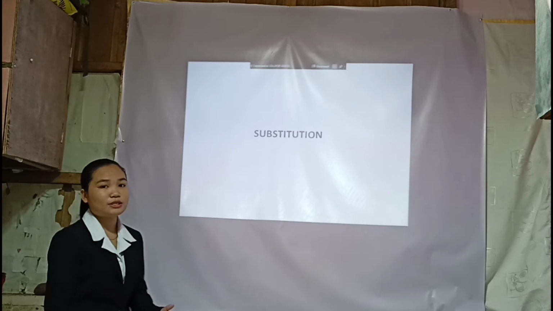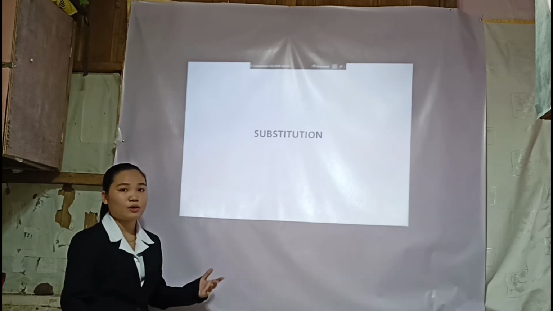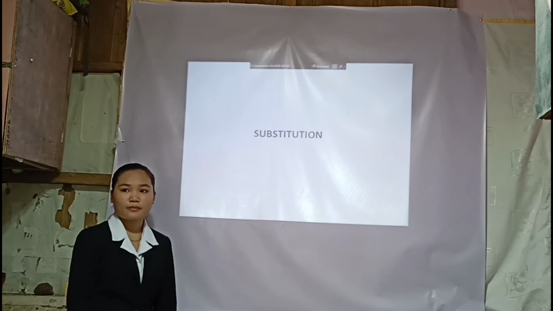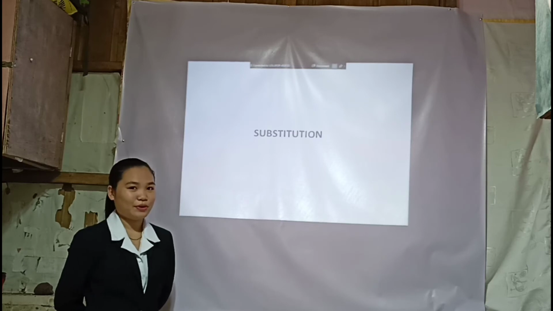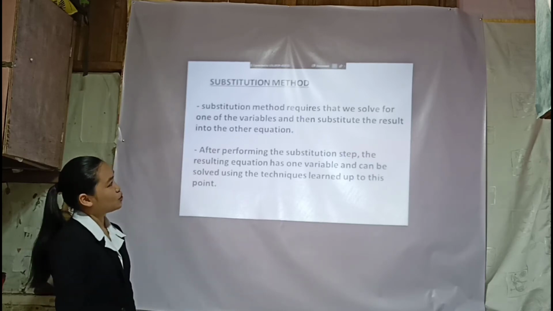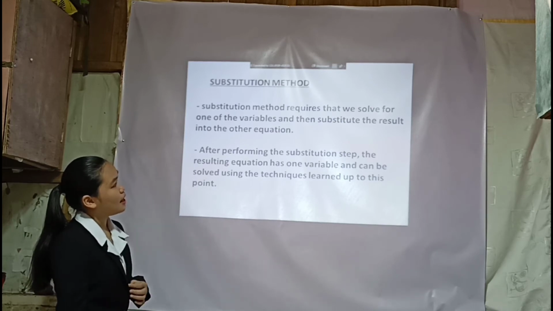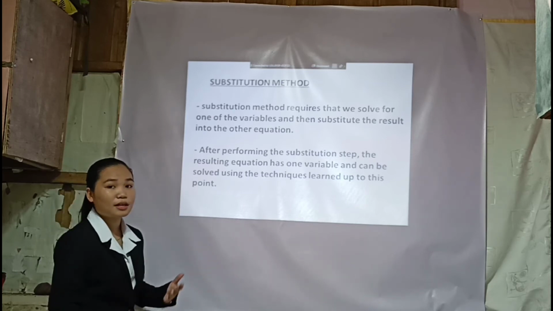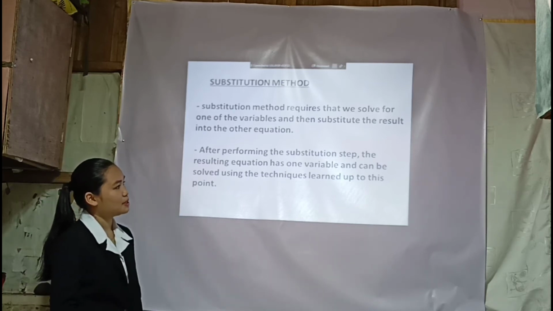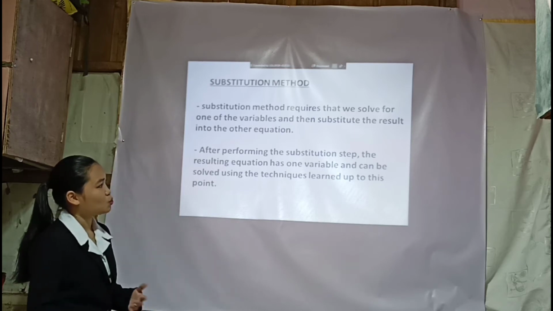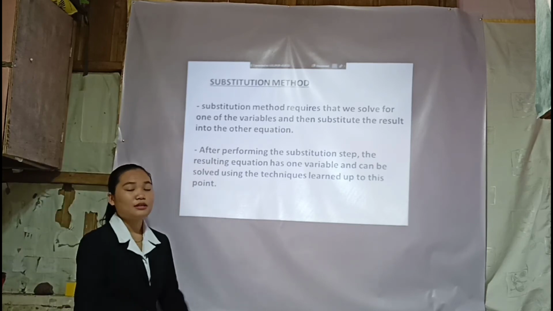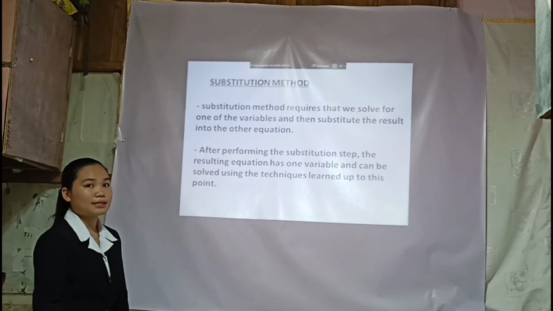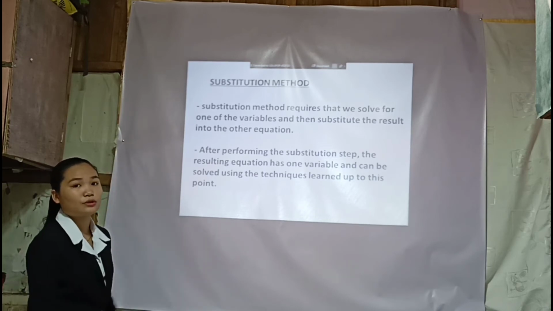So, what is your idea when you see or hear the word substitution? Okay, Mr. Abdullah. Very good. The substitution method requires that we solve for one of the variables and then substitute the result into the other equation. After performing the substitution step, the resulting equation has one variable and can be solved using the techniques learned up to this point. So, here are the steps on how to solve a system of linear equations using the substitution method.